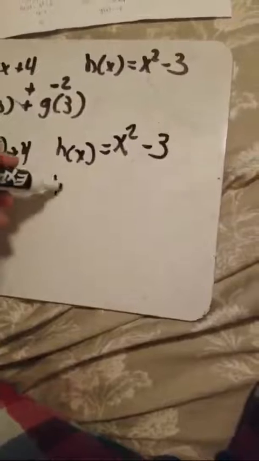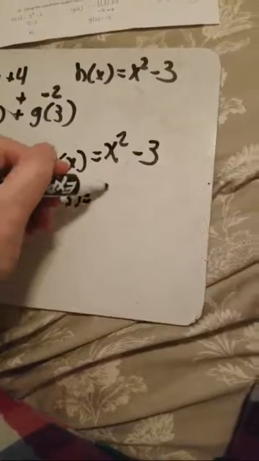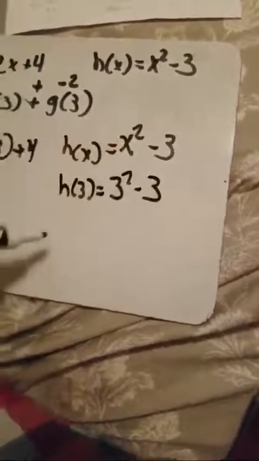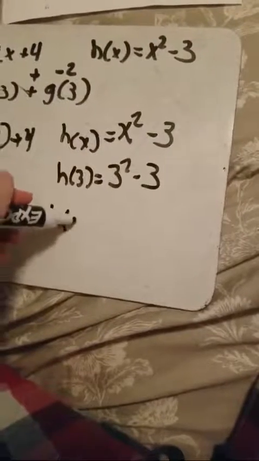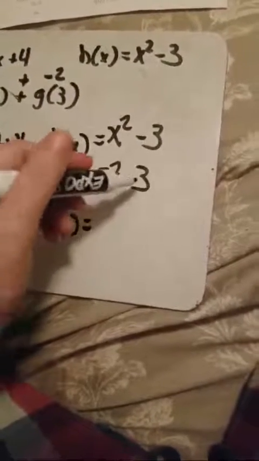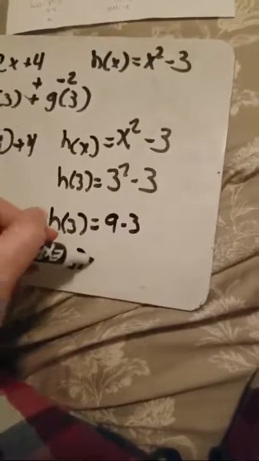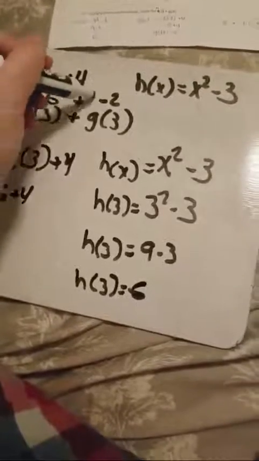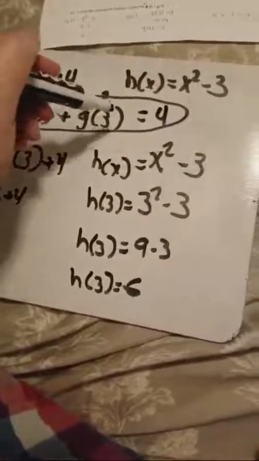H of x equals x squared minus 3. H is 3. H of 3 equals 3 squared minus 3. And then h of 3 equals 9 minus 3. H of 3 equals 6. So now what this equation is asking me is 6 plus negative 2. That equals 4. So my answer to h of 3 plus g of 3 is 4.